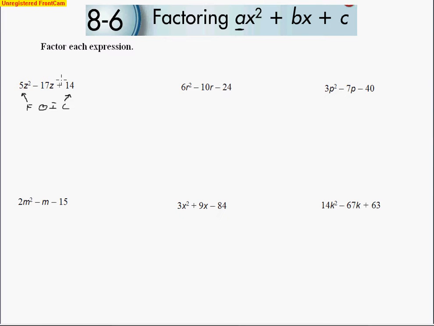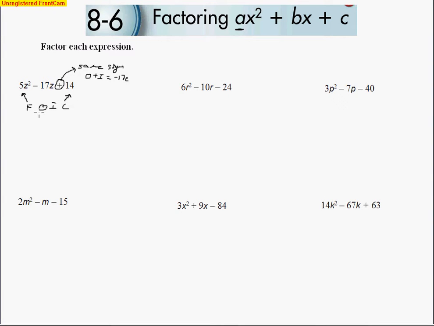I also look at this sign right here, and that tells me that I have the same sign. And since I have the same sign, I look to see what kind of sign it is. Well, they add to make a negative. So the outer terms plus the inner terms are going to add to make negative 17z.